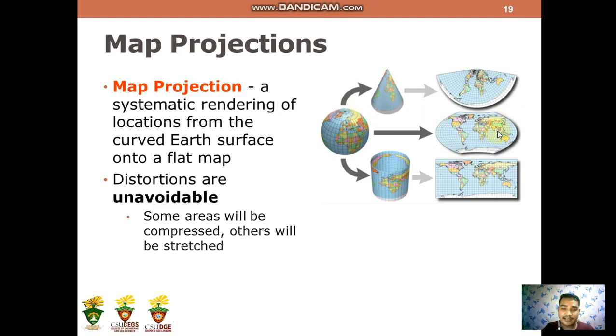Pwede siya na yan. And in map projection, distortions are unavoidable. So dili na nato siya malikayan. Some areas will be compressed and others will be stretched. Adjud na siya map projection. Okay? Na-adjud siya may tabo nga distortion. Okay? It's because three-dimensional, hindi mo two-dimensional. So hindi lang yan nakadali map projection.